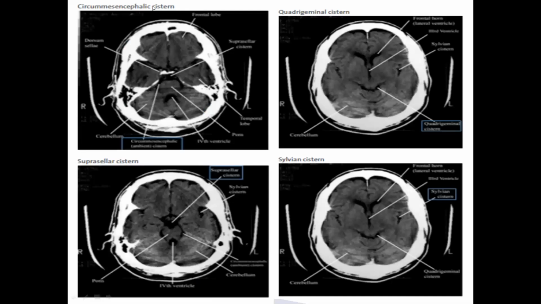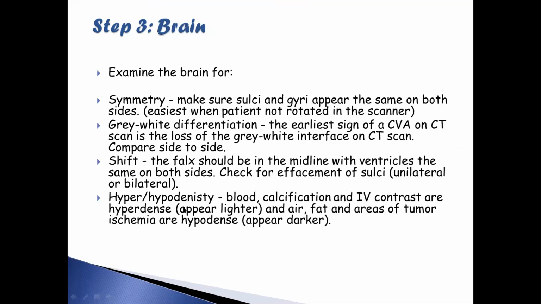So this is a diagram showing our circummesencephalic cistern, which is this one here. And then this one is showing the quadrigeminal cistern. This is showing the sylvian cistern. And this is showing the suprasellar cistern.